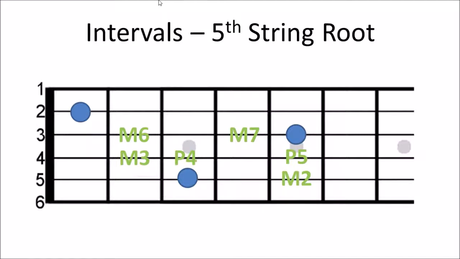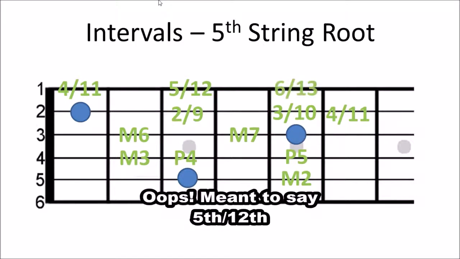It gets a little different when we get into the 2nd octave down on the 2nd string. Here we have the 2nd or 9th, the 3rd or 10th, the 4th or 11th, the 5th or the 14th, and the 6th or the 13th.